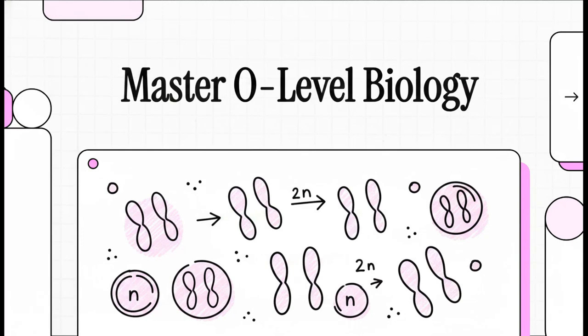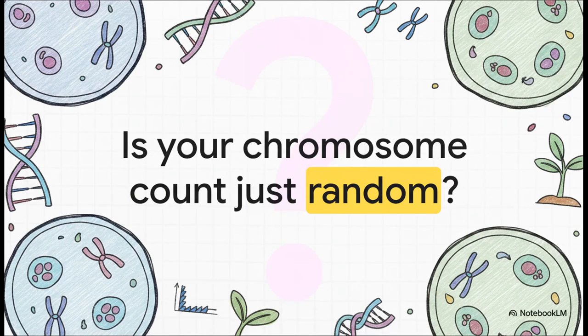Today, we are tackling a totally foundational and honestly absolutely fascinating topic in O-level biology, cellular division and genetics. We're going to break down the mechanics of chromosomes, haploids, and diploids. We'll be turning these complex microscopic processes into clear, manageable concepts that you can easily visualize and, of course, absolutely master for your exams.